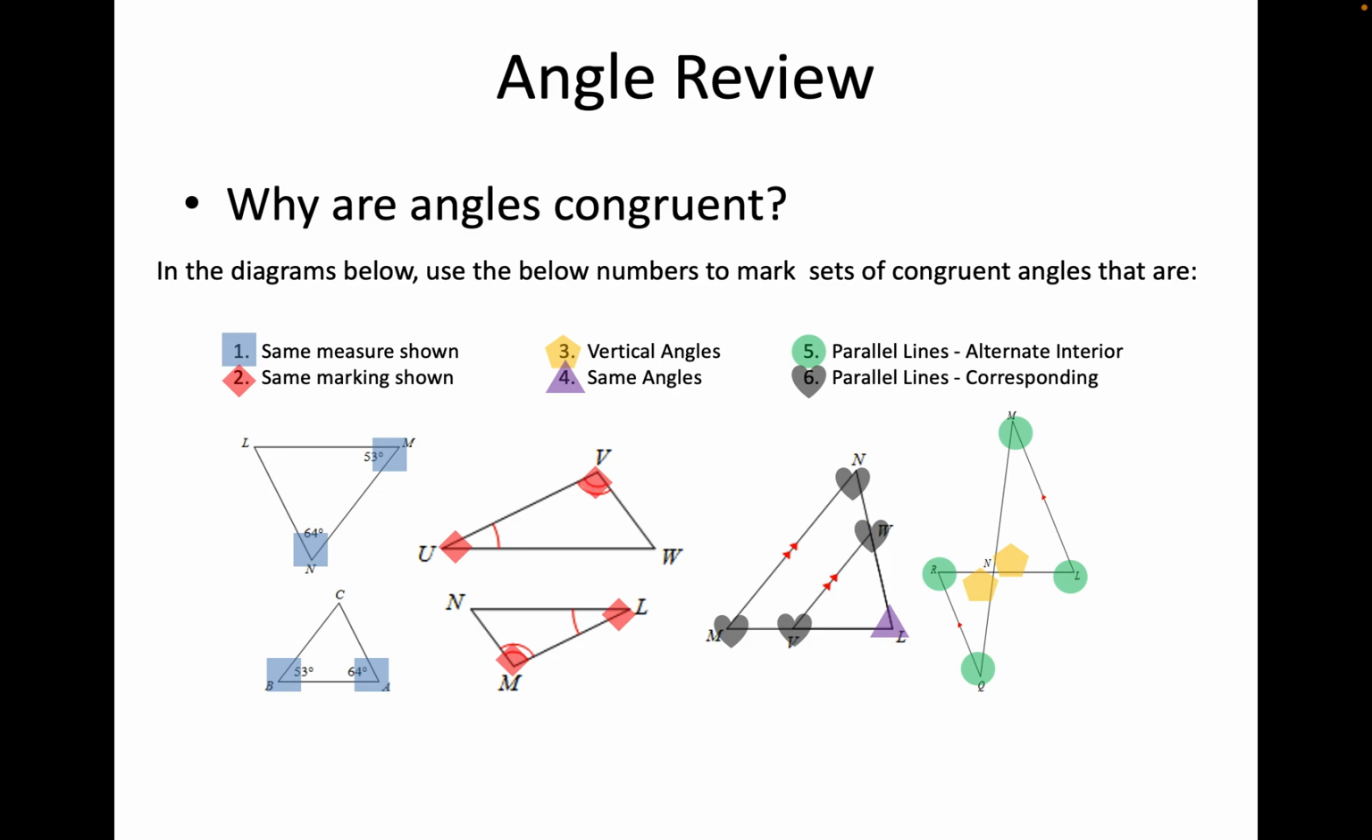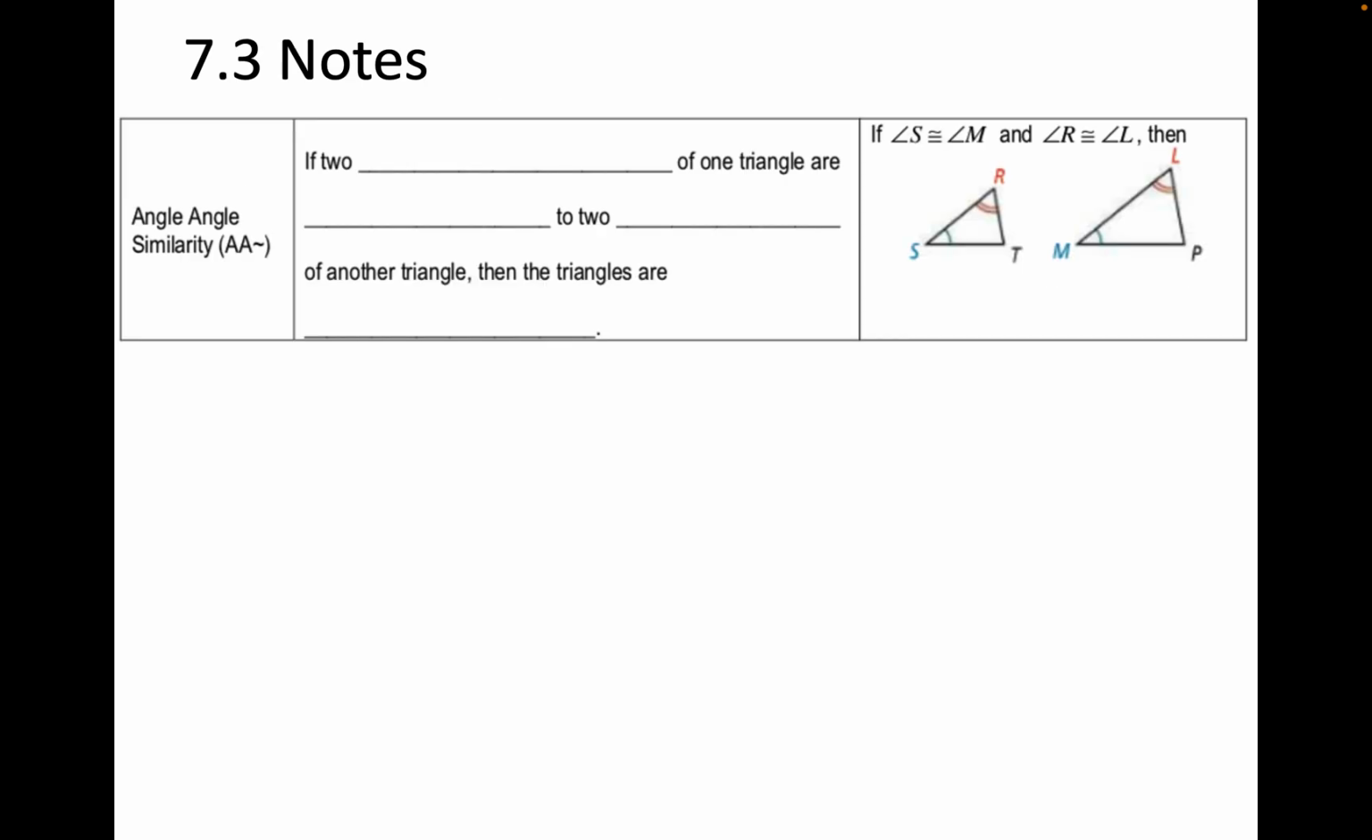All right, now that we've done some review of angles, we can get started with our actual notes here. The first reason why triangles could be similar is if they have two angles that are congruent, and we call that angle-angle similarity.